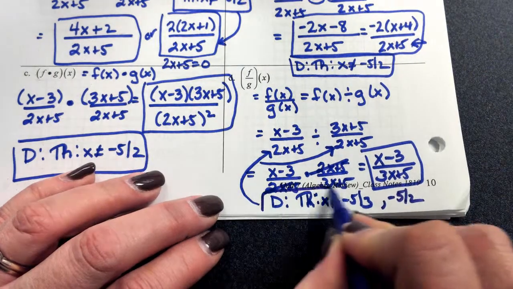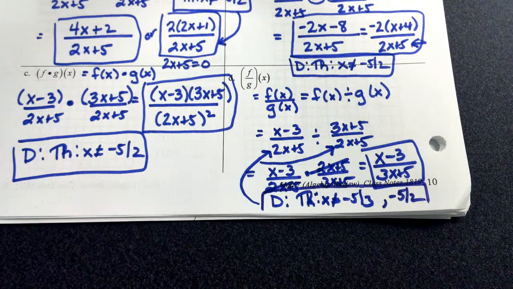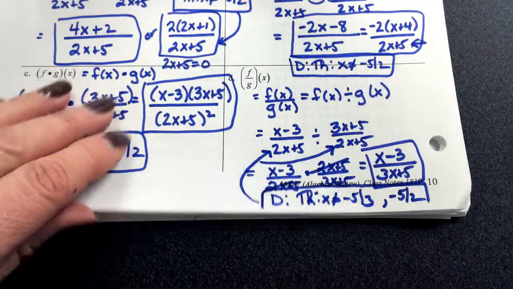So that's your domain. Okay? Because negative 5/2 wasn't there to begin with. Okay? So any questions on those four? So adding, subtracting, multiplying, or dividing.